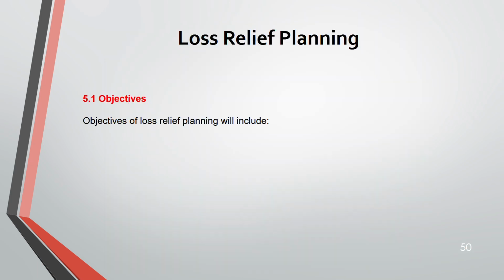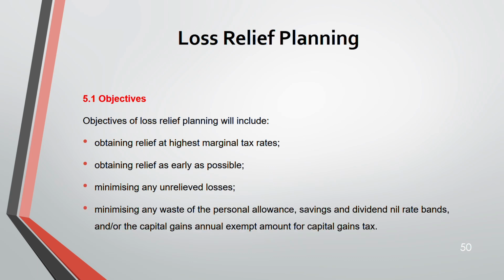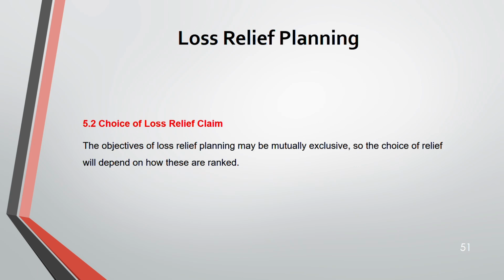So now the last part of this lecture, loss relief planning. So what is the objective? Objective is to get the highest marginal tax rate. Get the relief at the highest rate. Second, get relief as soon as possible. Third, minimize any unrelieved losses. And minimize the wastage of personal allowance, savings and dividend bands, capital gains annual exempt amount. So these are the 4 objectives. Keep this in mind when you are planning for the loss relief, when you are told to advise on the best option.